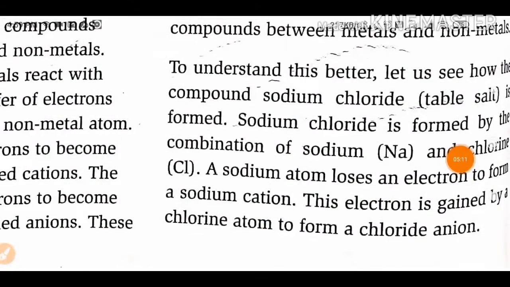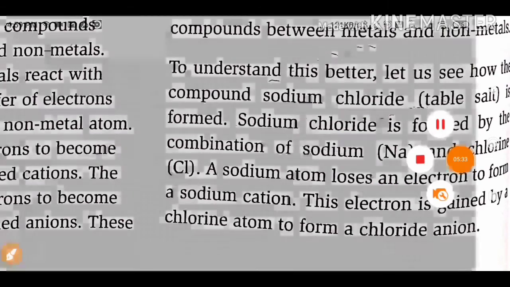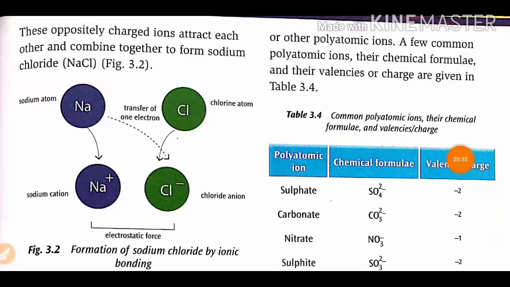To understand this better, let us see how the compound sodium chloride, which we call table salt, is formed. Sodium chloride is formed by the combination of sodium and chlorine. A sodium atom loses an electron to form a sodium cation. I already explained this. Na plus is formed. This electron is gained by a chlorine atom and forms a chloride anion. These oppositely charged ions attract each other and combine together to form sodium chloride.